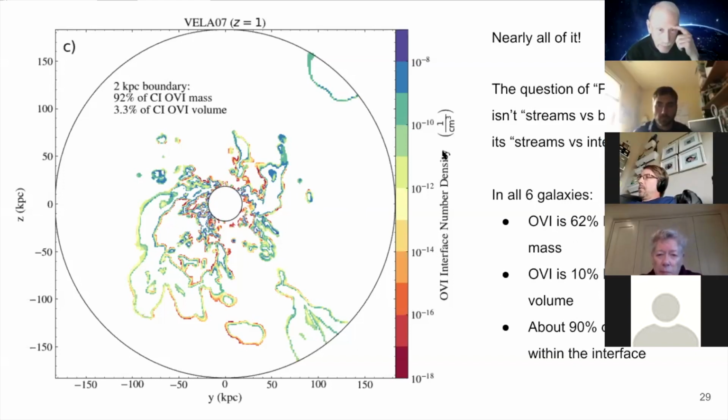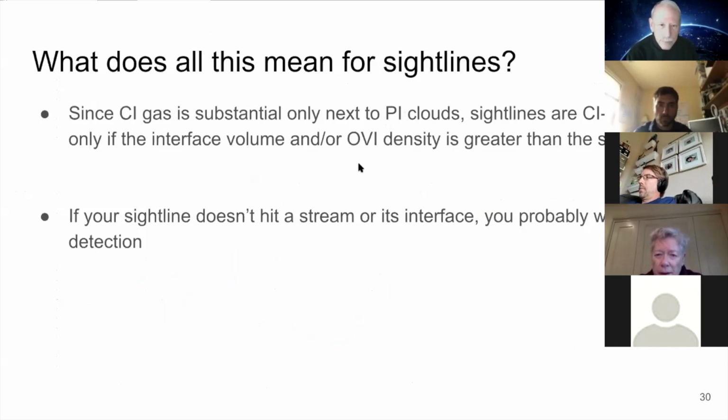We'll talk a lot more about what these are, but first, let's just take this for granted. Let's say this is real. What will this give us in sightlines? Since collisionally ionized gas is substantial only next to these photoionized clouds, sightlines are going to be CI dominated only if the interface is either bigger or has more O6 than the photoionized clouds. And if you don't hit either a stream or the interface, then you go through the bulk, and you basically get nothing. You don't get much oxygen 6.